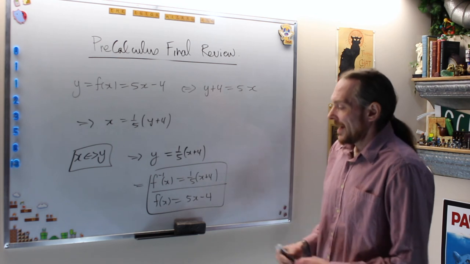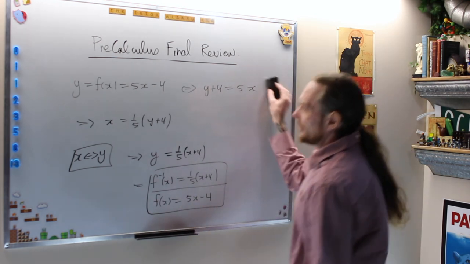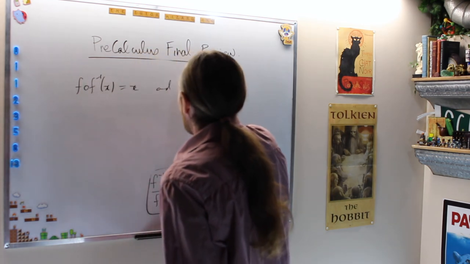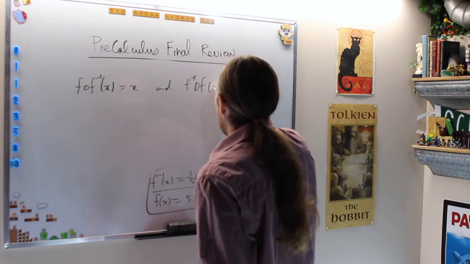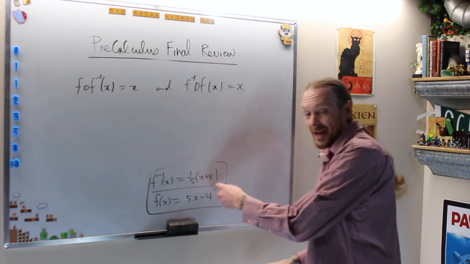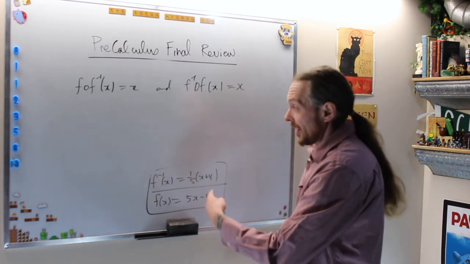Coincidentally, we have a way of checking this. We have composition. They say this all the time. F following F inverse of x is x, and F inverse following F of x is x. What do they mean by that? It means you have a check on your exam to check whether you got this calculation correct or not. Let's try one of them.